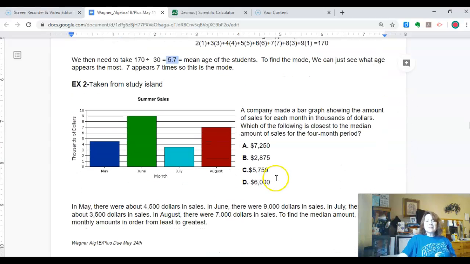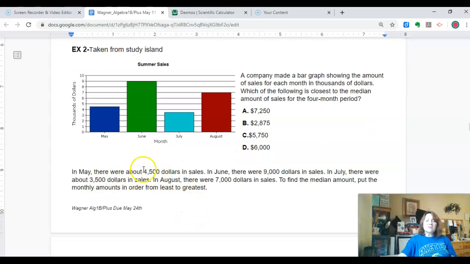So looking at this histogram right here, we see that a company made a bar graph showing the amount of sales. So in May, it looks like there were about $45,000 in sales. Okay, because it says thousands of dollars, right? So let me just write that down. Oh, no, I did. Okay. So in May, there's about $45,000. In June, there's 9,000, because remember, this is in thousands. In July, there was about 35,000, and in August, there was 7,000.